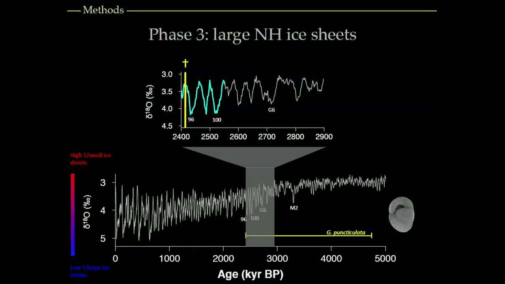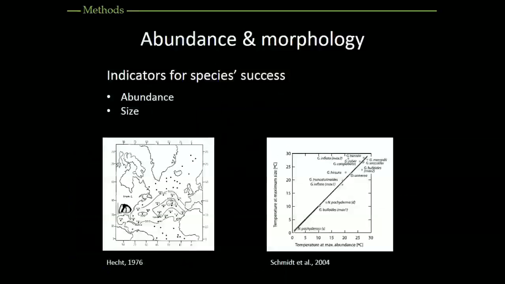What we wanted to do was to see how the geographical range of the species shifted through these climate transitions, and also how well it was doing within its range. To do this, we looked at 2 indicators: abundance and size. They're both indicators of how well the species is doing. For abundance, basically the more individuals there are, the happier the species is. And basically the same goes for size.